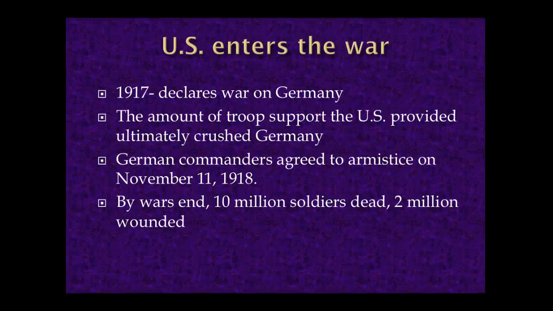1917, Germany sends a telegraph to Mexico called the Zimmermann Note. In the Zimmermann Note, Germany tells Mexico, if you help us in the war, then Germany will help Mexico regain territory that they've lost to the United States. Well, when the U.S. intercepts this telegraph, they are understandably very upset, and as a result, finally enter the war on the side of the Allies.